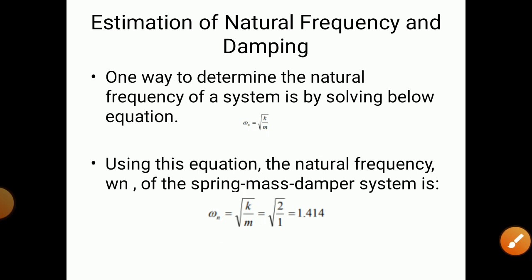Now estimation of natural frequency and damping. One way to determine the natural frequency of a system is by solving the equation omega n equal to under root of k by m. This is the formula. Using this equation, the natural frequency omega n of the spring mass damper system is under root of k by m. So k and m are known to us, 2 and 1. Therefore the answer is 1.414. This is the natural frequency.